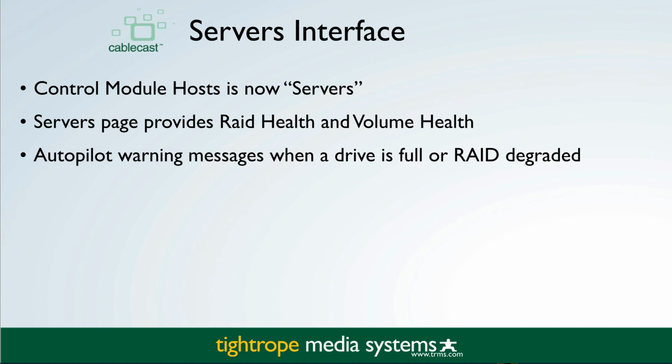The servers page now provides RAID health and volume health. So the RAID being the RAID on your SX and Pro servers, and then the volume health, all the physical drives on the system. It tells you how full they are. So if they're over 80% full, it'll tell you that they're in warning, and this is because they can't defrag every night, and they can become fragmented and degrade the performance of the system. And Autopilot will give you warning messages when a drive is full or a RAID is degraded or offline.